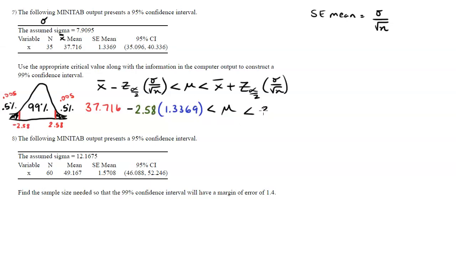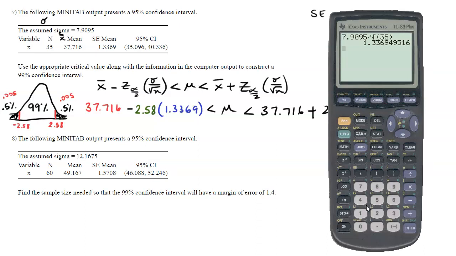And on the other side, 37.716 plus 2.58 times 1.3369. Now what I'm showing you is how to construct the entire confidence interval. You do this calculation, you do this calculation, and you'll get the bounds for a 99% confidence interval. But the answer to the question, oh, we're actually constructing it. Yes. I thought they just wanted the critical values. So let's actually do it.